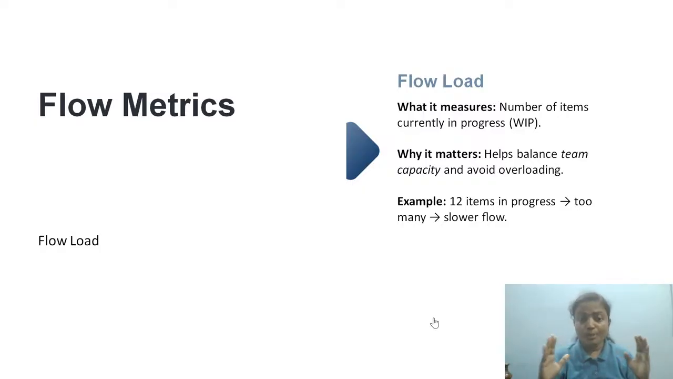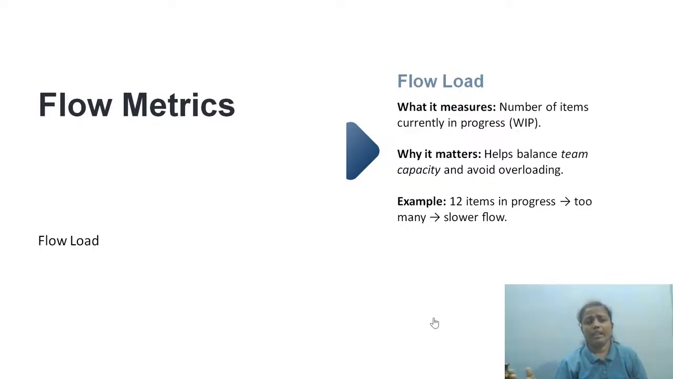So flow load is very important. I just want to quickly touch upon the work in progress limit. How to set a WIP limit? Very interesting question, also an interview question. How to set a WIP limit? Please ensure no one is multitasking, which means one work item at a time for a person. If you have a 5 member team, the WIP limit is going to be 5.